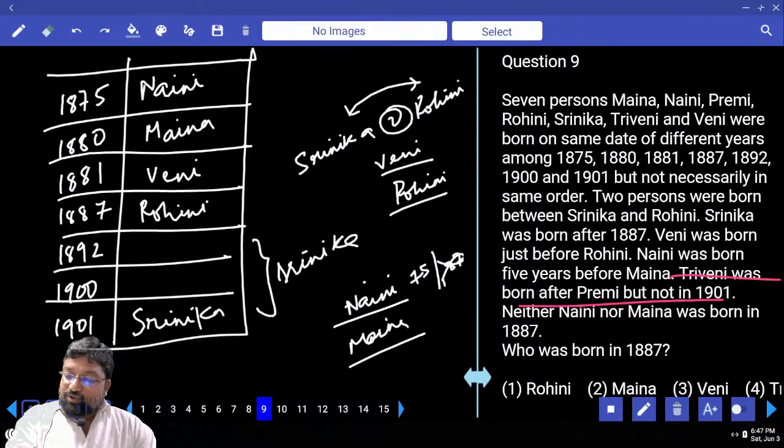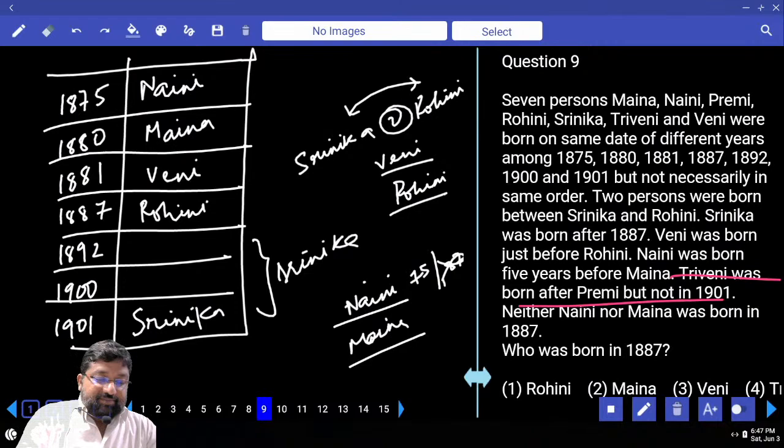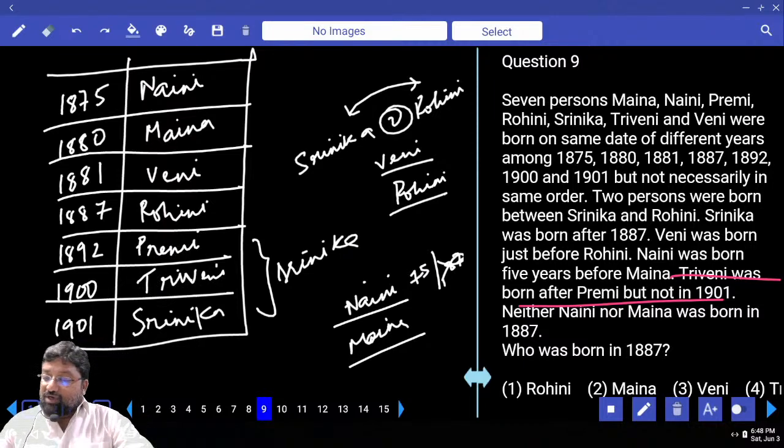Triveni was not born after Premi. That means Triveni was born before. Correct, Triveni was born after Premi, right after Premi. But not in 1901. Yes, Triveni was not born in 1901. Any problem? No problem. Am I done with this?